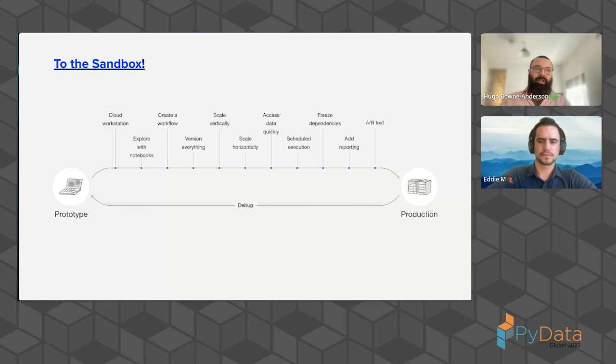Then you need rapid data access. Then you start to schedule execution. Then you start freezing your dependencies to make sure it's robust. And then it's like, no, I need visualization. I need to be able to report on my models. Then I need to start thinking about A/B testing, and then you might think you're at production, but of course then you need to debug and go back to prototyping, right? So I want us to take a more nuanced and holistic view of what moving to production looks like. It's this entire process.